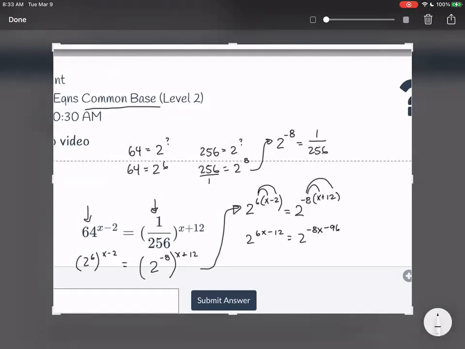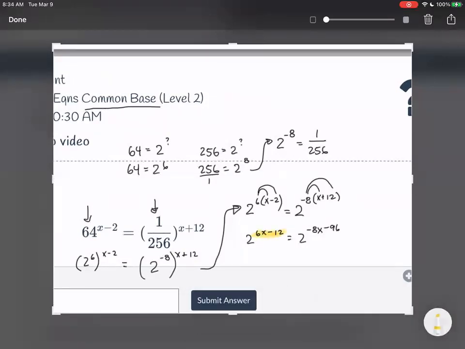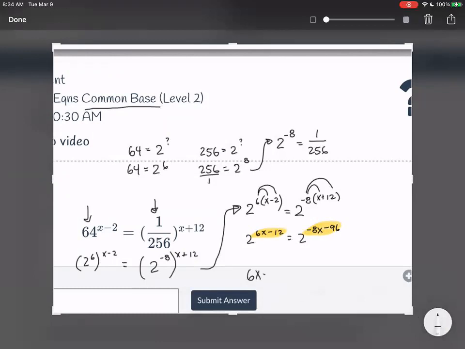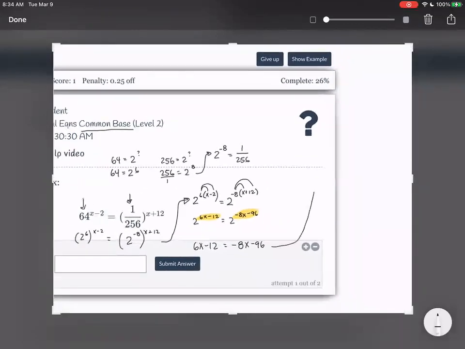All right, so now we have written them with their common base, the common base being 2. So now that they are written with their common base, we can take the exponents and set them equal to each other. So then we'll have 6x minus 12 is equal to negative 8x minus 96. Let's see, do I have enough space there? No, let's just rewrite it over here. More space. I'm just rewriting it.